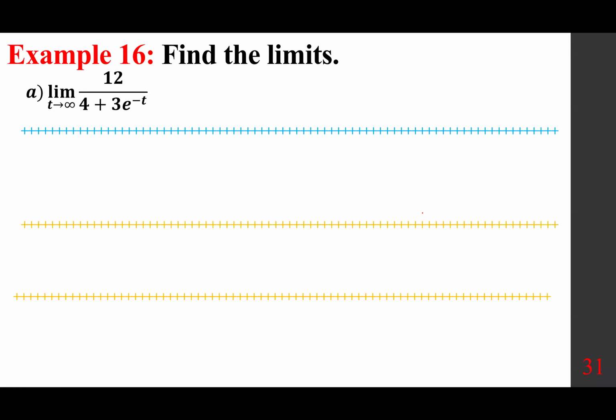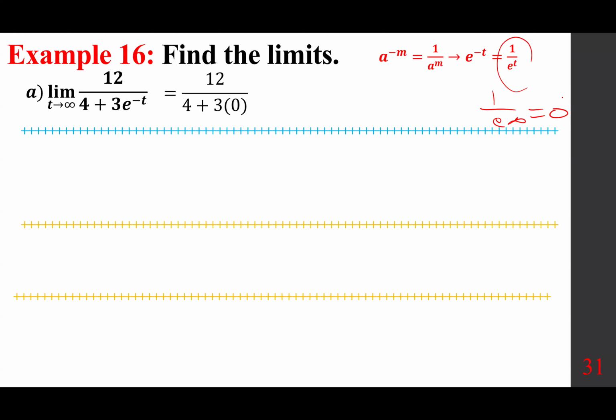What about here? Plug in. E to the power minus t, that means e to the power minus infinity is 0. Why is that? A to the power minus m is 1 over a to the power of m. That means e to the power minus t is 1 over e to the power of t, and 1 over e to the power of infinity is 0. So the answer is 12 over 4 over 3. In other words, you plug in and it works.